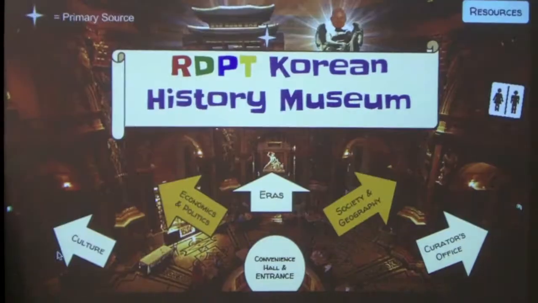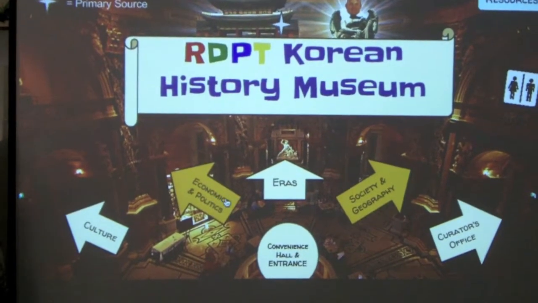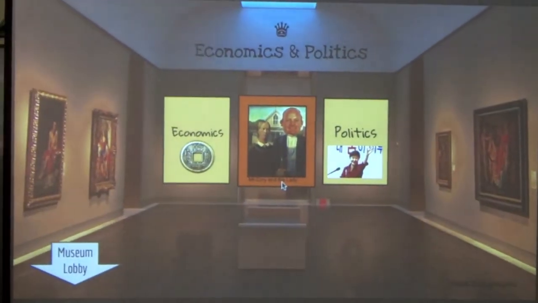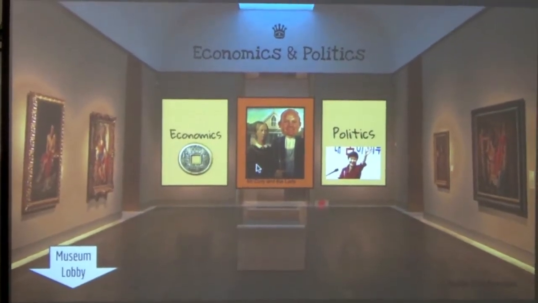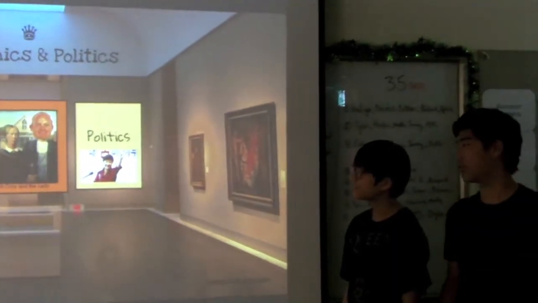And when you go back to the museum lobby, you can see other exhibitions too. The next one is the economics and politics presented by Jeremy and AK. This is the economics and politics room. As you can see, in this room there's the economics and politics, and I'm going to explain to you for economics first.